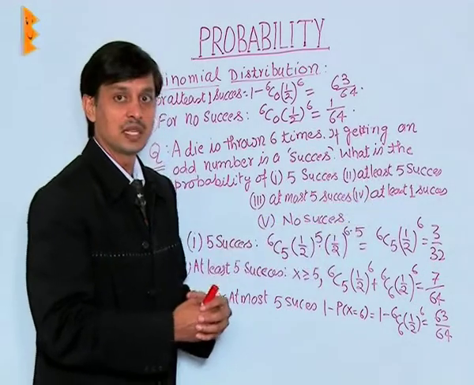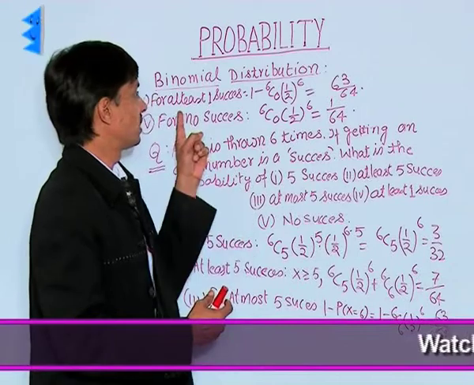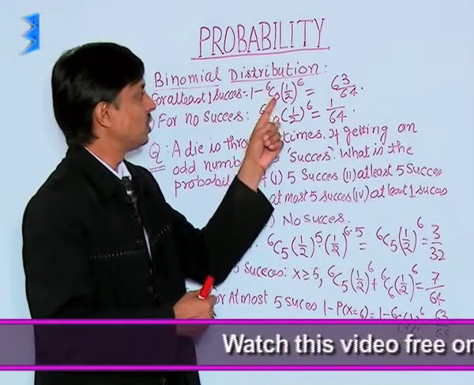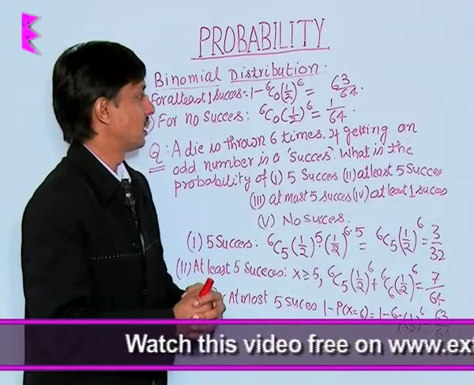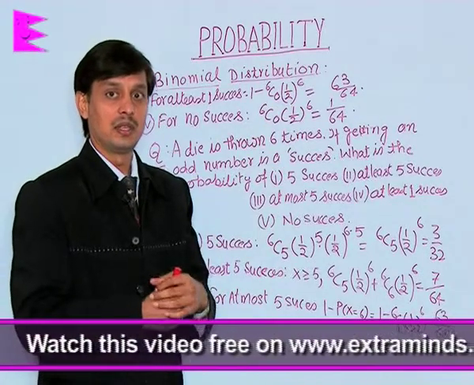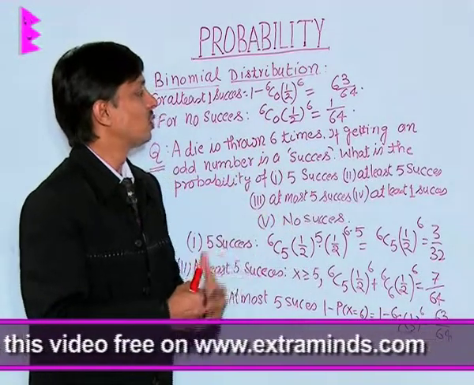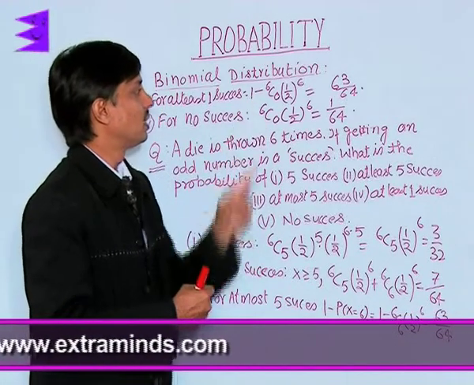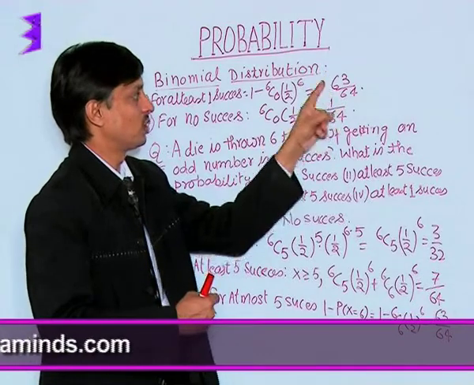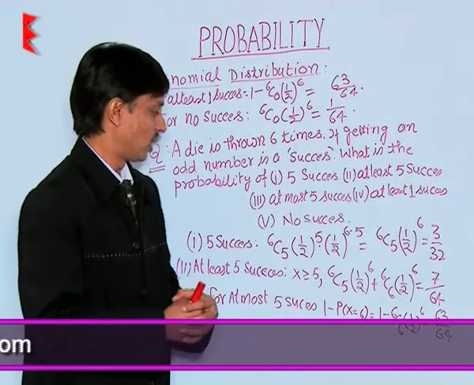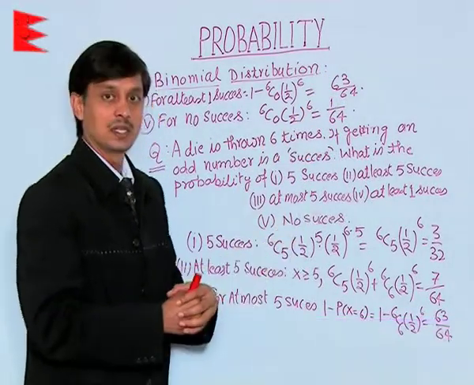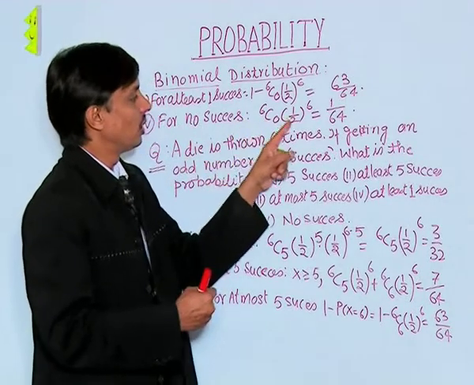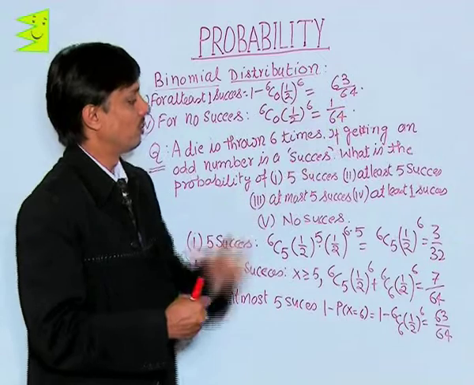Now the fourth part is at least 1 success. For at least 1 success, we can say 1 minus 6C0 half to the power 6. That's why we say it is either 0 success or 1 or more successes. So it is 1 minus 6C0 half to the power 6, which gives us 63 by 64. And the last part, no success. It means that r will be used as 0. So 6C0 half to the power 6 is 1 by 64.